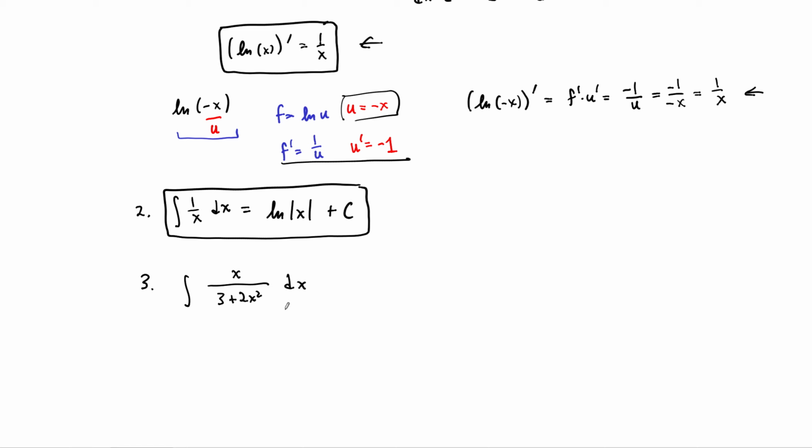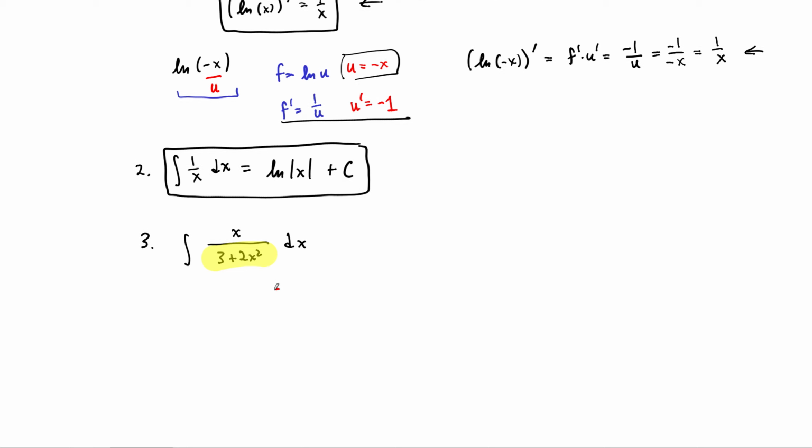So how would I do this, right? Well, based on what we've done before, this looks kind of like this, but not really. It's just not clear, right? So what we want to do on this one is make a u substitution, similar to what we did up here, but for integrals instead of for the chain rule. And we're going to set our u equal to 3 plus 2x squared.